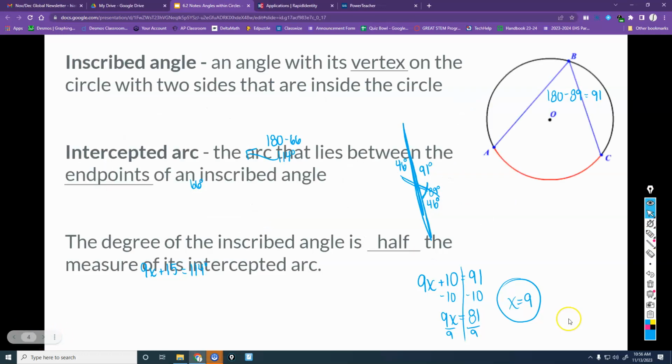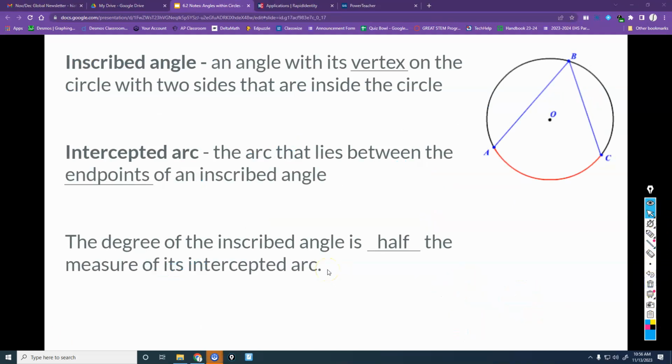All right, let's look at our next type of angle we have to know. All right, the next type of angle that we're going to learn is an inscribed angle. Okay, an inscribed angle, oh, I didn't make these, those were supposed to be not there, so you had to fill in the blanks, but there they are. All right, so an inscribed angle is an angle with its vertex on the circle with two sides that are inside the circle. So the points of your angle are all going to be on the circle. The vertex is not in the middle like it was, it's over here on the edge.